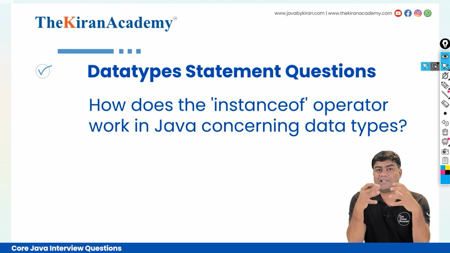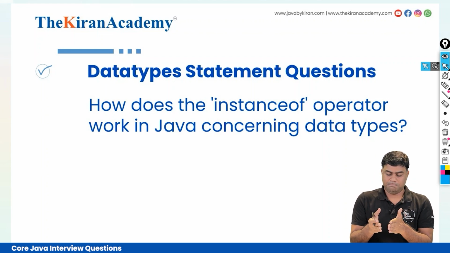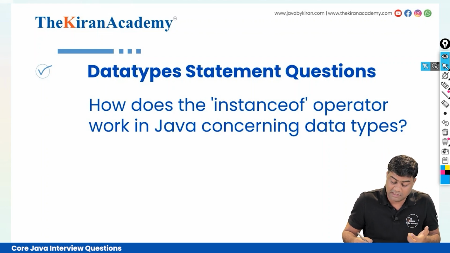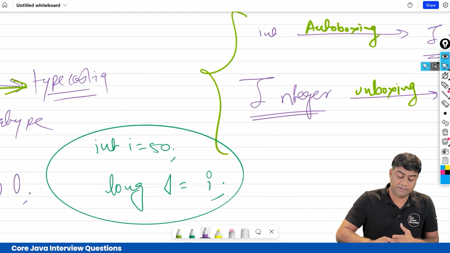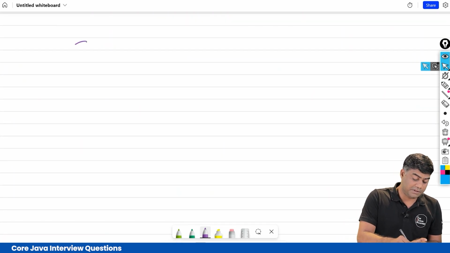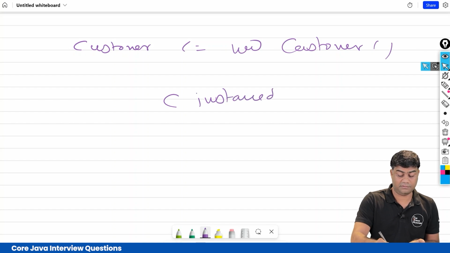It is instanceof. Instanceof means checking whether this is an object of something or not. I mean to say, if you have a class like this, customer, C equal to new customer, then you can check C instanceof customer.